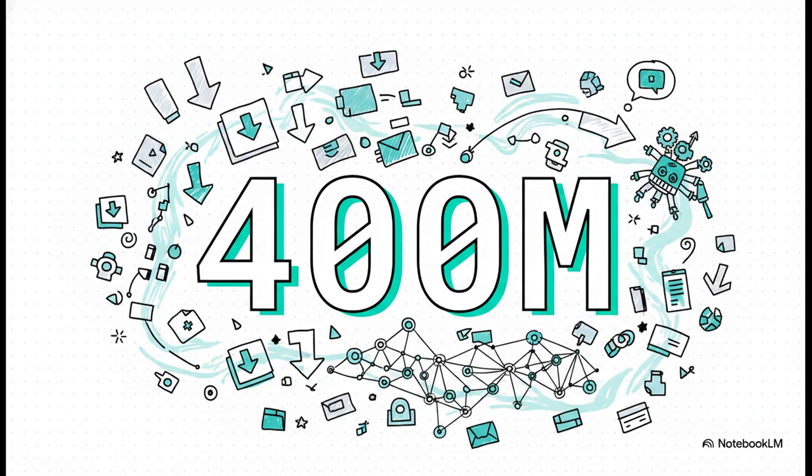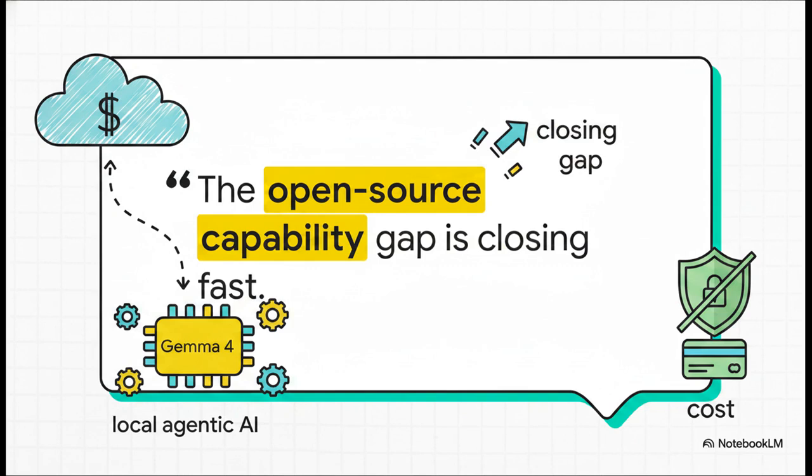Over 400 million downloads of previous Gemma models have paved the way for this release. That staggering adoption basically built a vibrant ecosystem, a Gemmaverse, if you will, of over 100,000 fine-tuned variants. But with Gemma 4, the whole paradigm is shifting from simple chat models to fully autonomous agents. And that brings us to a really crucial starting point for today.